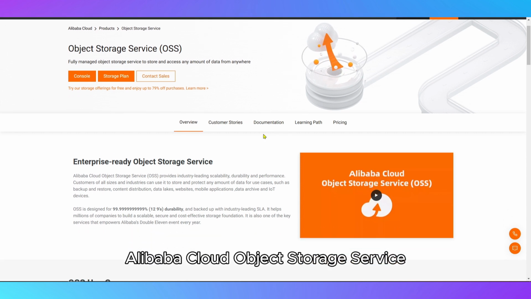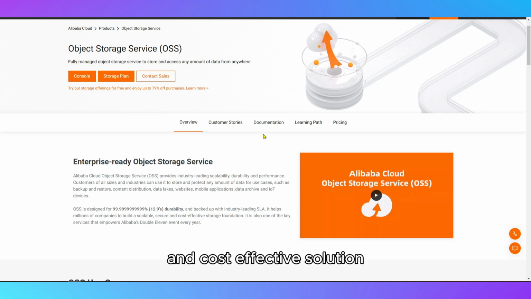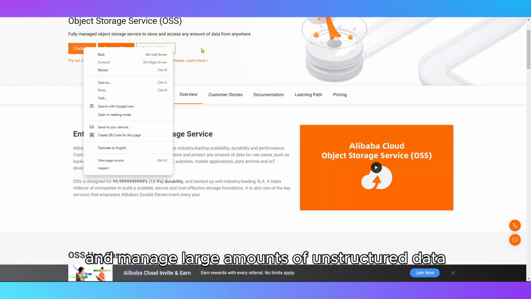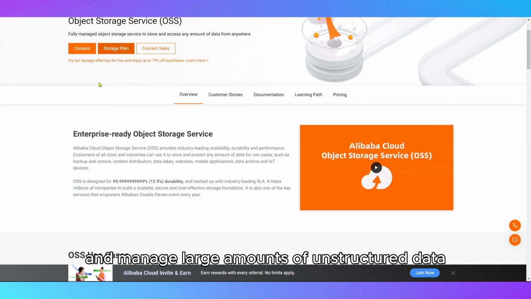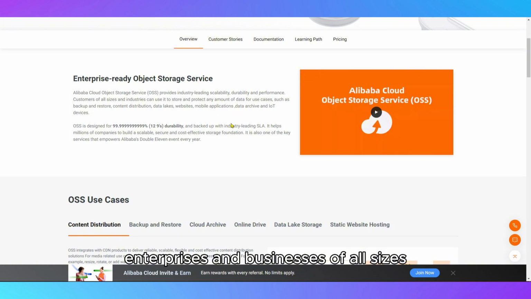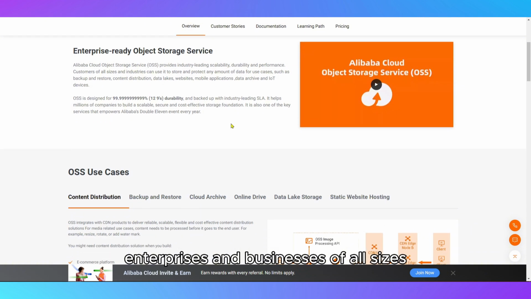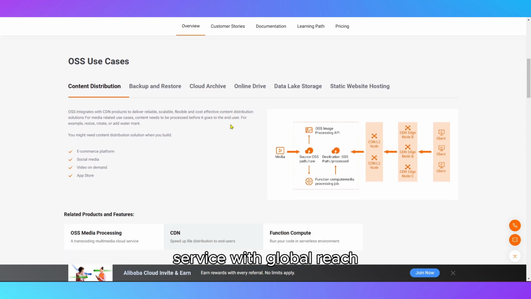Alibaba Cloud Object Storage Service, OSS, is a highly scalable, secure, and cost-effective solution designed to store and manage large amounts of unstructured data. It's ideal for developers, enterprises, and businesses of all sizes, especially those operating in Asia or looking for a strong cloud service with global reach.